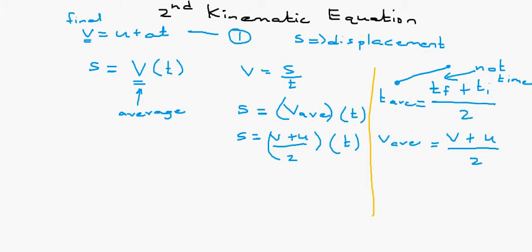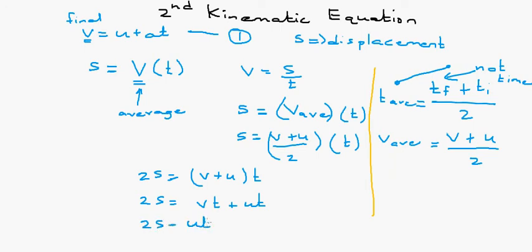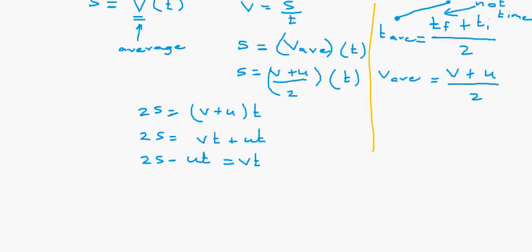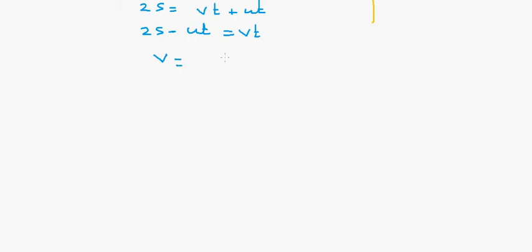So let's proceed with rearranging. First, let's just get the 2 on the other side, so we get 2s is equal to v plus u multiplied by time. Now we want v on one side, so let's just open this bracket. We're gonna get 2s is equal to vt plus ut. Now 2s minus ut is gonna be equal to vt. Let me just scroll down a bit. Okay, so we want v, so v is gonna be 2s minus ut, this whole term divided by time, right? Because vt is this term, so if we divide by time, we're gonna get v. So 2s minus ut over t is our velocity.